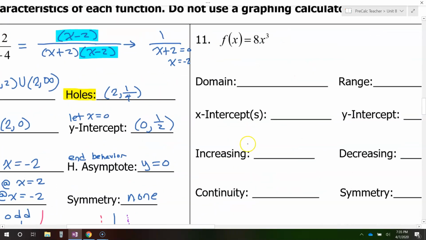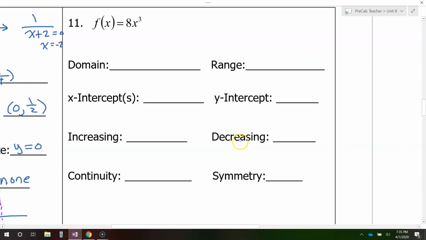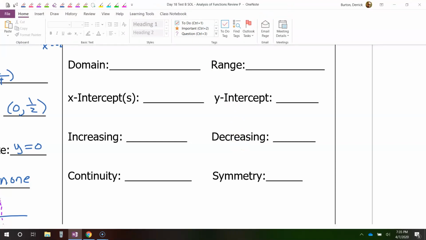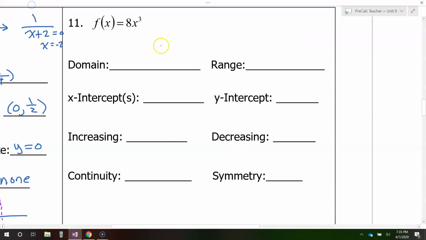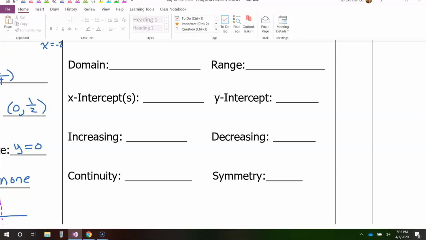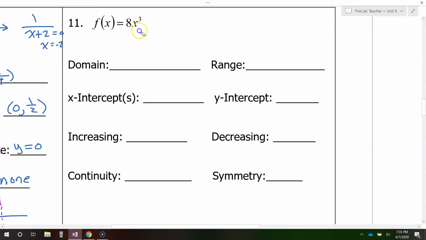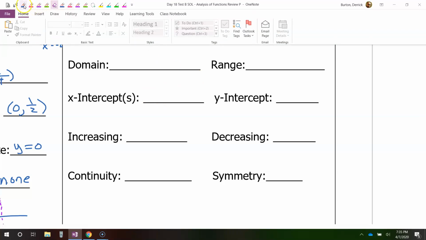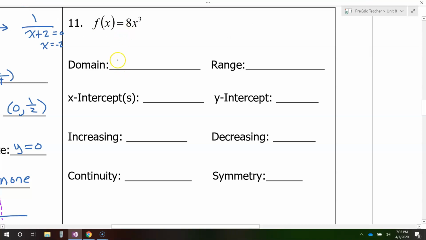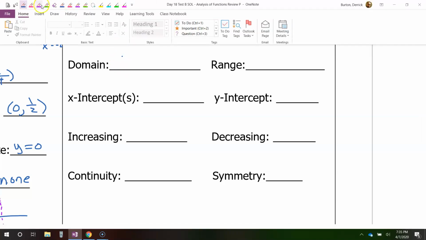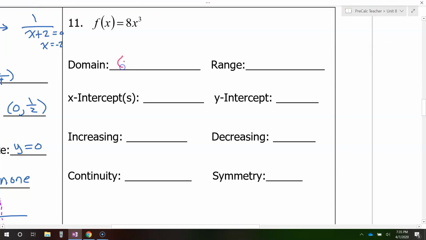Okay, problem number 11 is going to be a little bit more straightforward. This is just a polynomial. There's no denominator or anything. So there are no undefined values. There will be no vertical asymptotes. There will be no holes. There's just nothing strange going on. So the domain is going to be negative infinity to positive infinity.